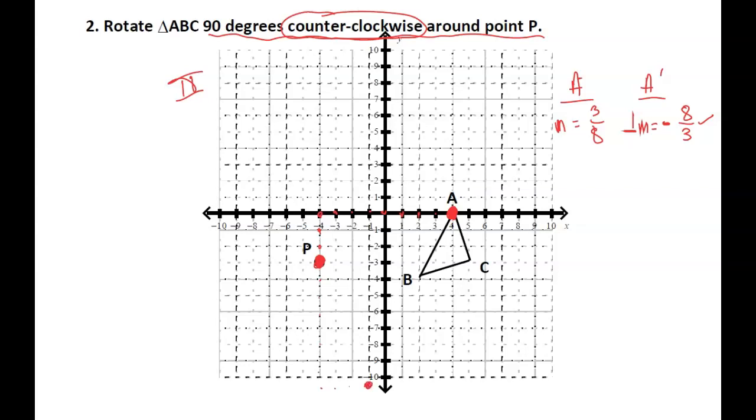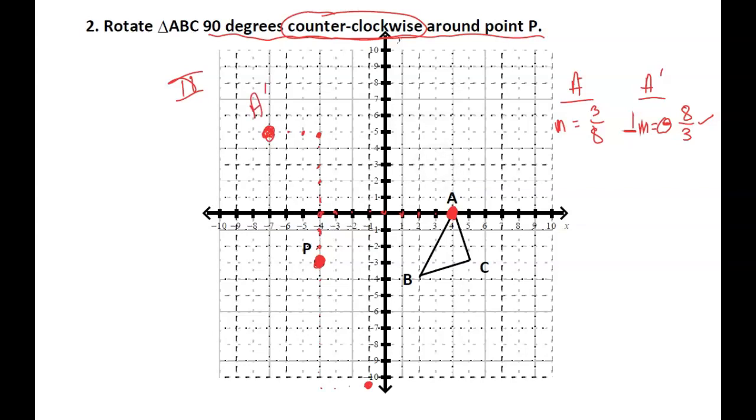But we're nowhere close to where we should end up if we're going counterclockwise. So what that means is we want to treat this negative as belonging to the 3. So we're going to go up 8. So 1, 2, 3, 4, 5, 6, 7, 8. And then if the negative goes to the 3, we're going to go left 3. 1, 2, 3. So this point here would have to be A primed.